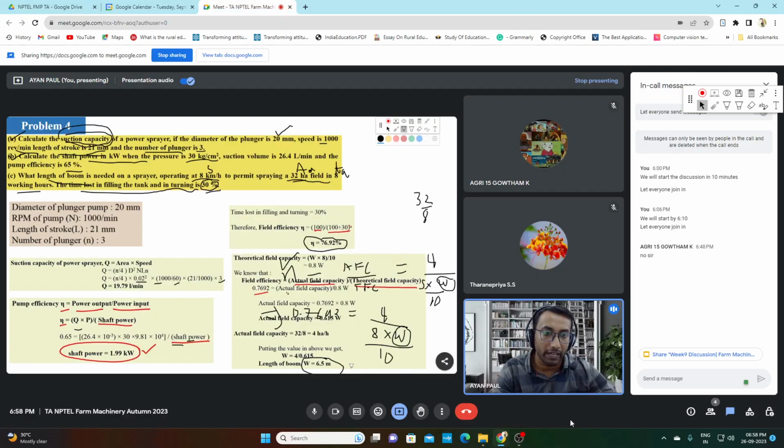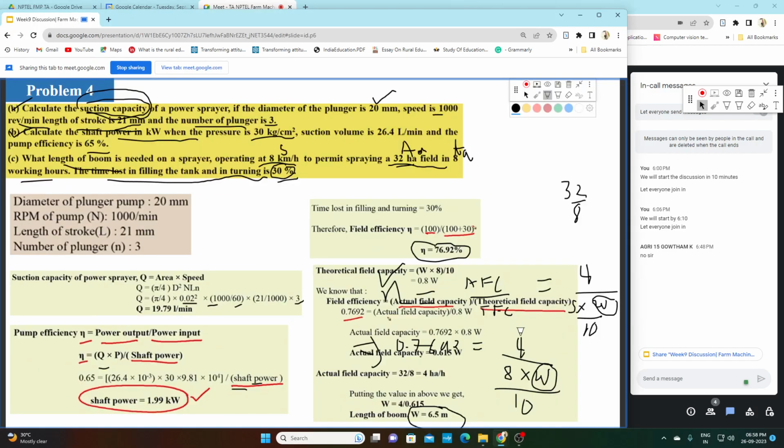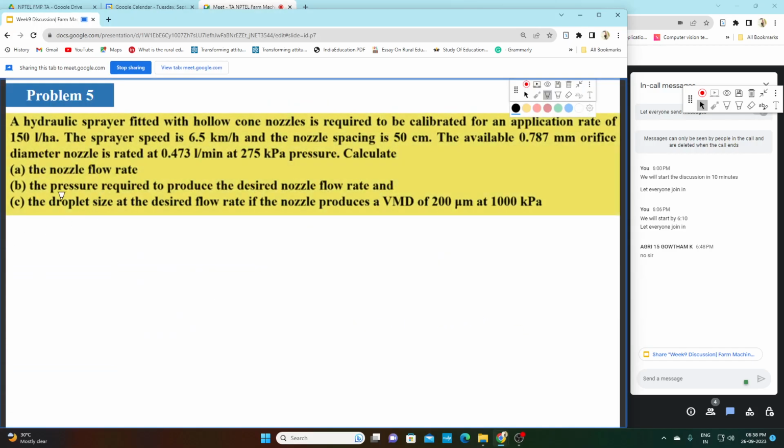Any doubt in any part of this question? Okay, no response. Okay, so I hope this part is clear to all of you. So let me move to the next question. This will be the last problem question.